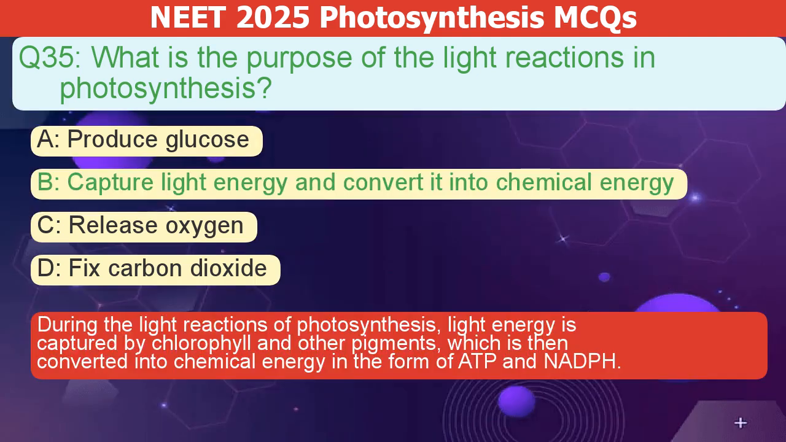The correct answer is B. During the light reactions of photosynthesis, light energy is captured by chlorophyll and other pigments. This energy is then converted into chemical energy in the form of ATP and NADPH.